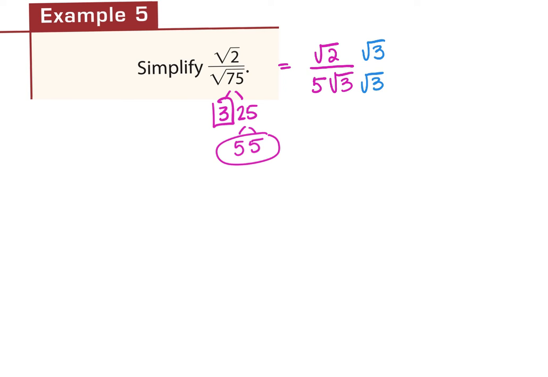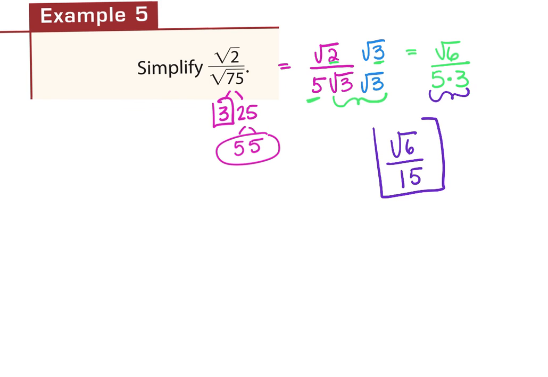So I only have to worry about the square root of 3. On the top, I'm just going to multiply the 2 times the 3, square root of 6. On the bottom, I have this 5 out here, times, and what happens here? What does that whole thing become? Which is just 3, right? So remember, I multiplied it by itself, and then I'm going to simplify one more step. The square root of 6 stays the same. 5 times 3 gives me a 15 on the bottom. This is my answer.